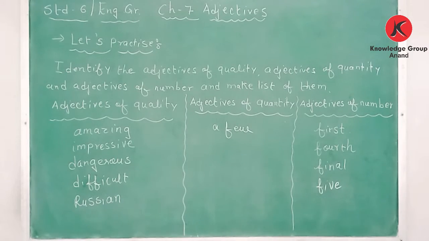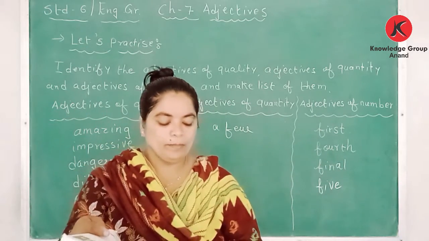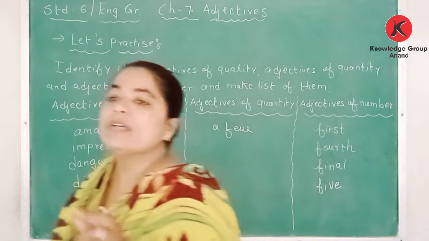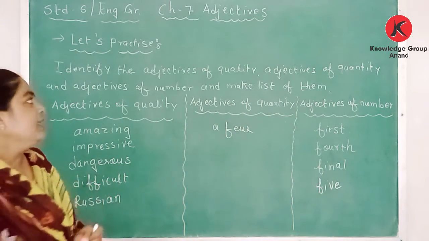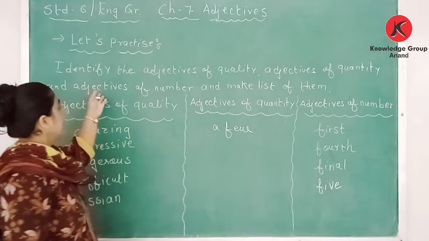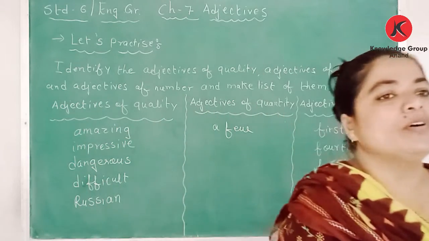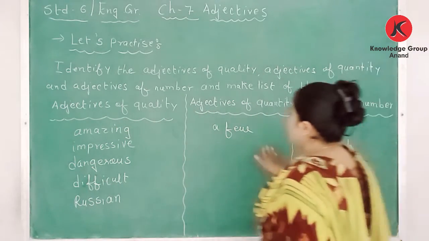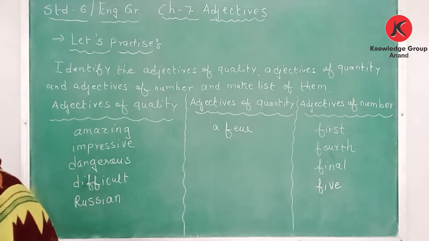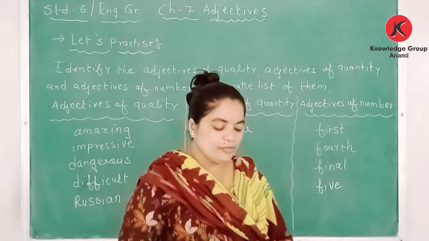Now, let's go through the exercise. Let's practice, that is on page number 54. In this exercise, we are going to identify the adjectives of quality, adjectives of quantity and adjectives of number, and we are supposed to make a list of them. Dear students, I have already made a list here, and I shall explain it to you.